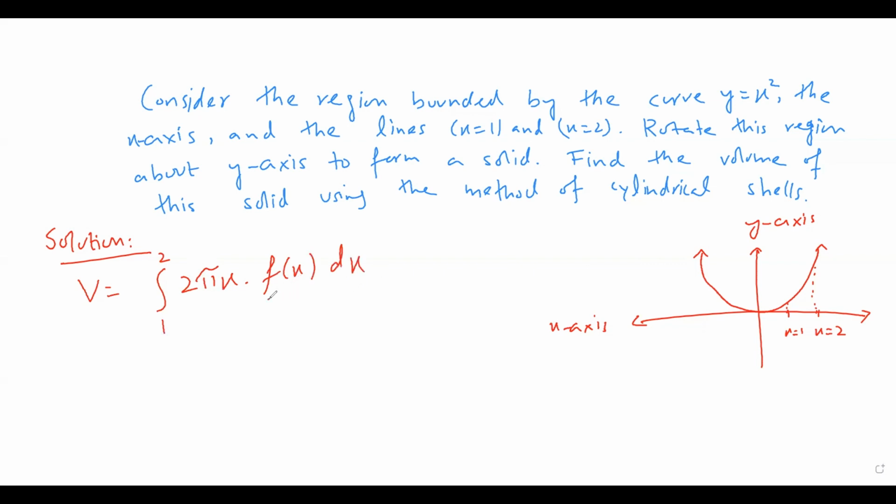So f of x here is basically the height. So that's the height. If your point is here, then f of x at 1 is 1. So this function is basically the height. And what is 2 pi x? 2 pi x is the circumference of the circle formed by rotating this y equal to x squared, right? And this x is a parameter here.